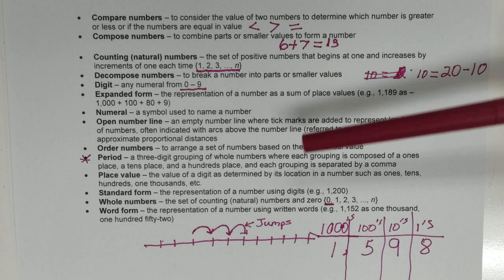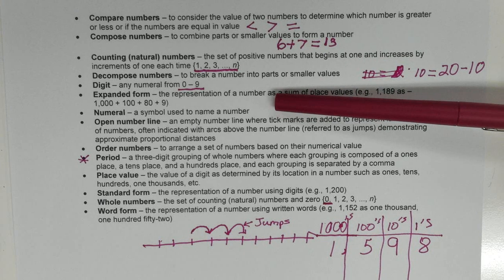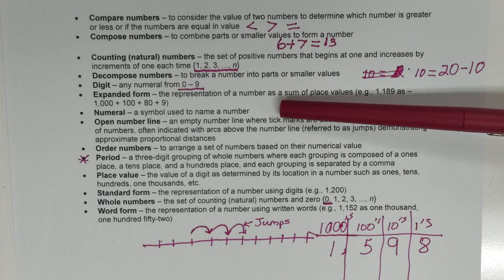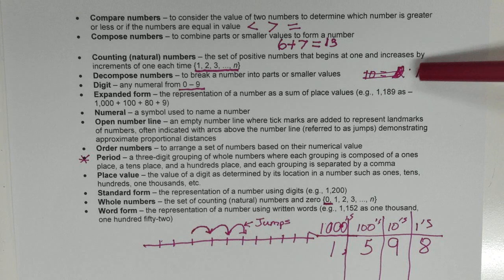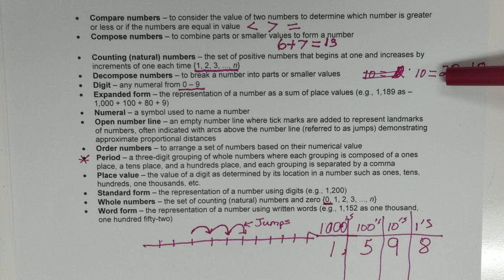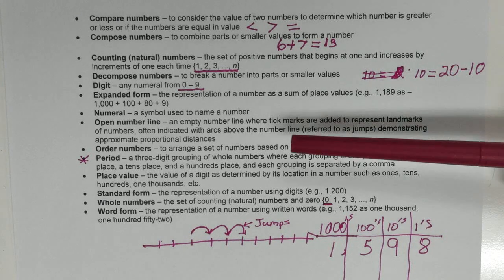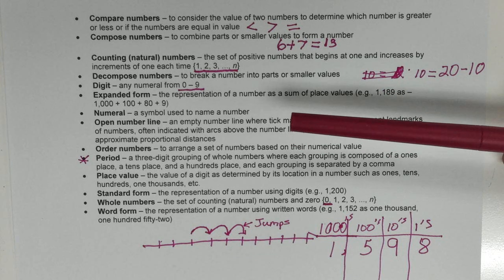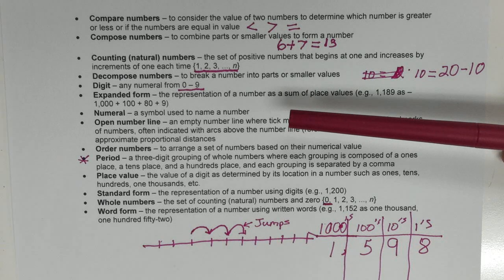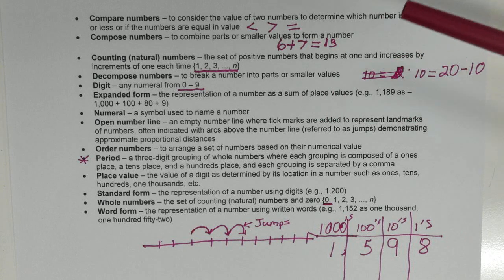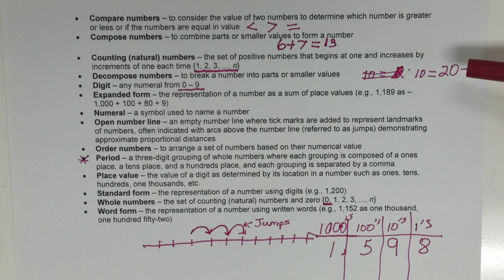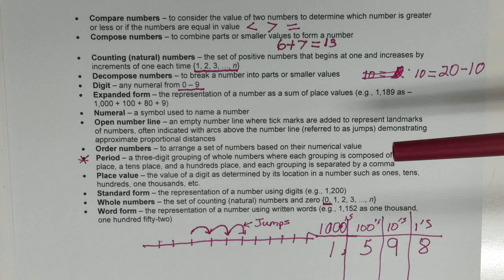Okay? Now, how do you decompose a number? To break a number into parts or smaller values. So I showed you a subtraction problem here. Started with 20, subtracted 10, and I get a smaller value. Okay? Now, what are digits? There's only 10 digits, and one of the 10 digits is 0. So if we did 0, 1, 2, 3, 4, 5, 6, 7, 8, 9, the 0 counts as the 10th one. So don't get that confused.